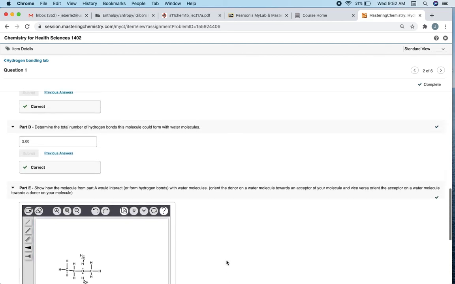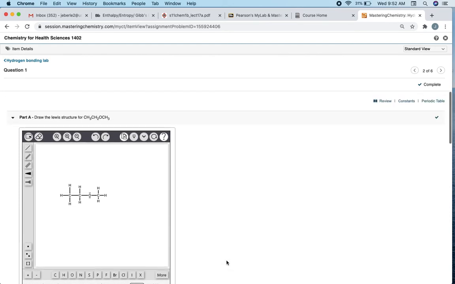Okay. So that's a walkthrough for part 1, or question 1. You'll do questions 2, 3, 4, and 5, I believe, which are all very similar. Question 6 is just a touch different, but you actually don't draw any Lewis structures on question 6. And I hope that is helpful.